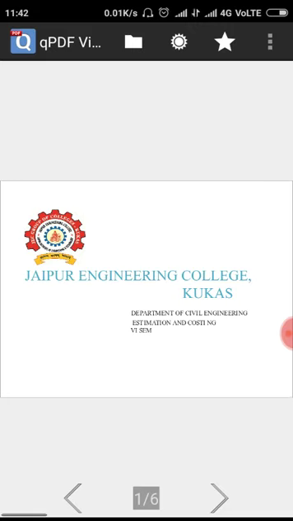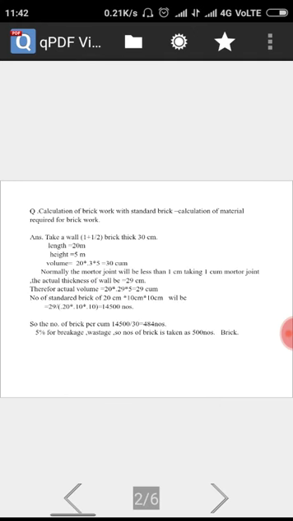Today we will discuss how to calculate the rate analysis for brickwork. Firstly, we calculate how many bricks are present in 1 cubic meter volume. The calculation of brickwork uses a standard brick here. The dimension of this brick is 20 into 10 into 10 centimeter. This is the calculation of material required for brickwork. So firstly we calculate the total number of bricks present in 1 cubic meter.